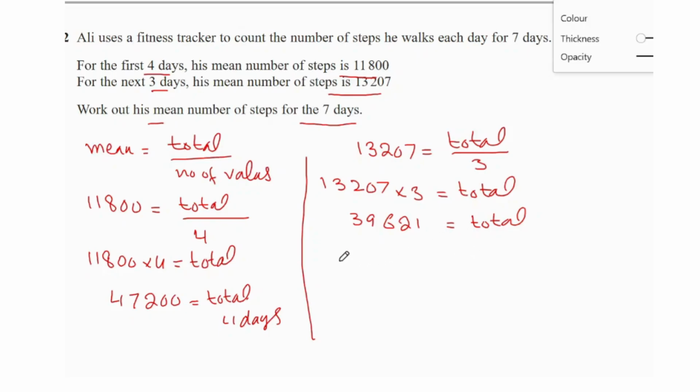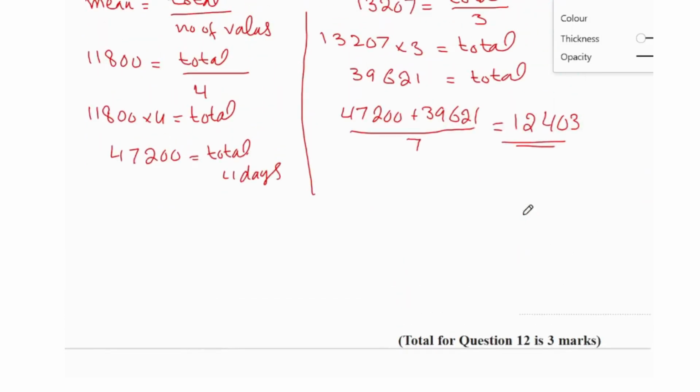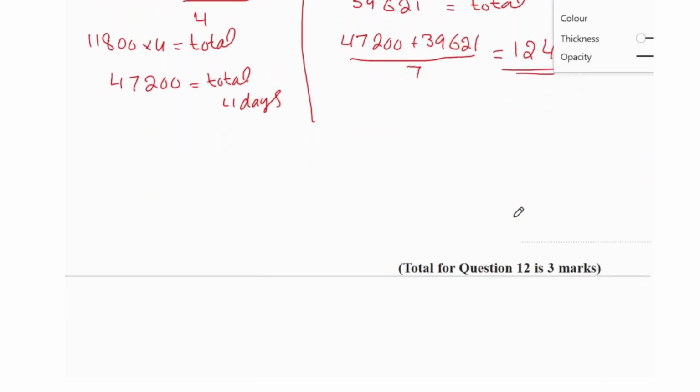Now what's the total distance is? We're going to add them up. 47,200 plus 39,621 for how many days? For 7 days. If you use your calculator, you will get over here 12,403. That's the mean for the 7 days. Okay, if we done up to here, so this is 3 more question. So let's write down the answer here, 12,403.